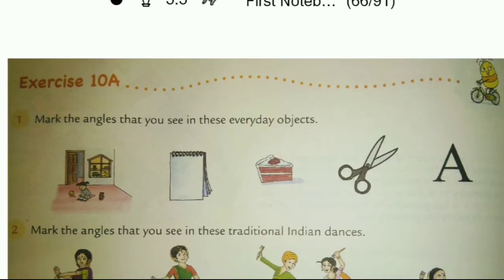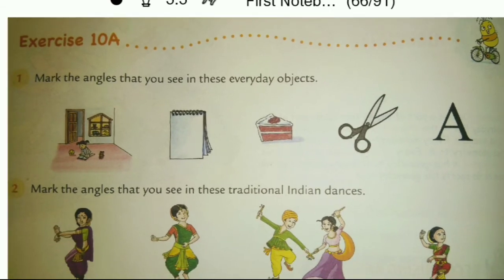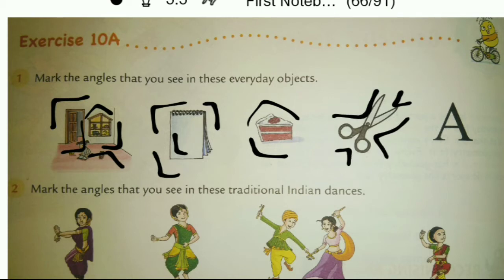Exercise 10a. Mark the angles that you see in their everyday life. In this one, see, this angle we have marked, this angle we have marked. Many angles are there, so you have to mark it like this. In this one, like this angle we can mark it. See, these are the angles which we can mark.